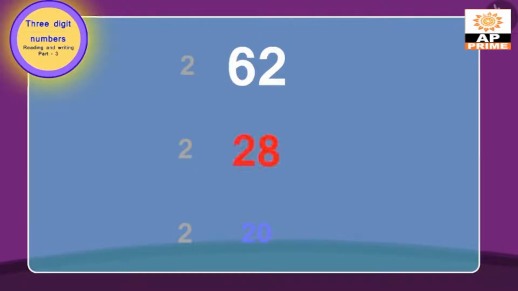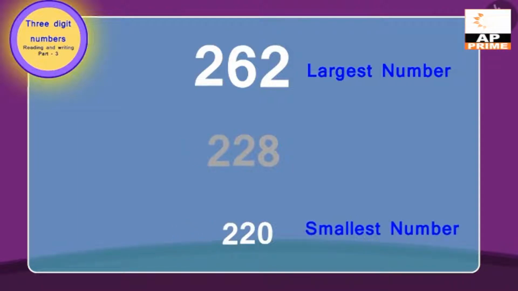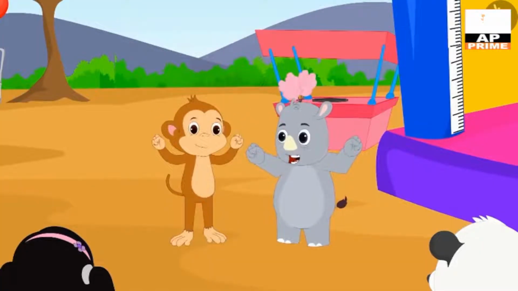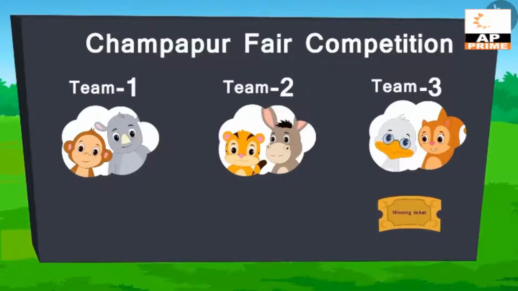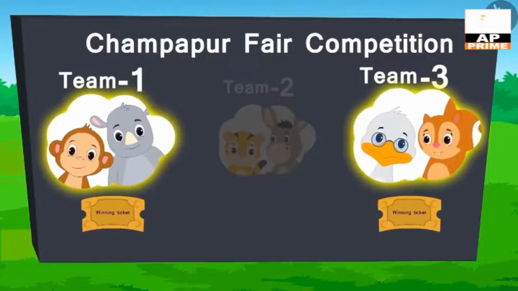28 is the next smaller number. And 20 is the smallest number. In this way, 262 is the largest number. And 220 is the smallest number. Wow! Team 1 has won the ticket by reaching the highest number. Here is the score so far. There is a tie between Team 1 and Team 3.